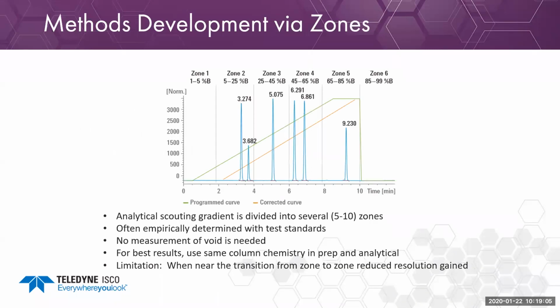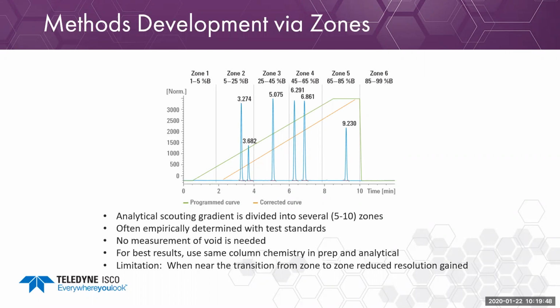One of the common ways in a lot of labs to develop Prep HPLC methods is to take an analytical system and develop a set of zones. They do an analytical scouting gradient on their analytical system, and they know that if a compound comes out in a specific zone, they need to run a gradient profile of a certain percent B to a certain percent B. For example, here we have a peak that comes out at 5.075. This is right in the middle of zone 3, so it would suggest that we run a gradient from 25 to 45% B.